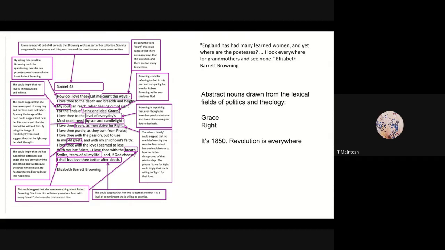Now, the most striking thing for me about this is a love poem. It's one of the most famous love poems in the English language, and yet it doesn't talk about her husband at all, does it? How do I love thee? You would expect it would be a poem about how much I love you, darling. If someone told me they'd written me a love poem, I would hope it was about me, but it's not.